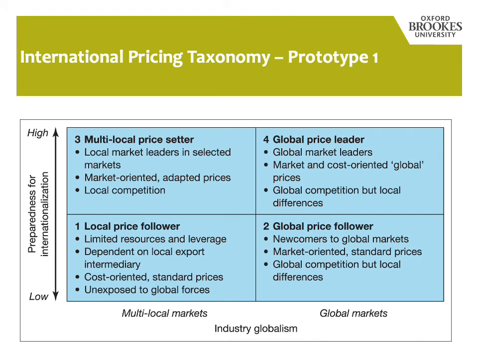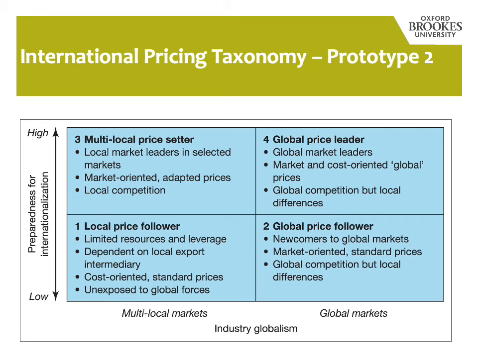International pricing taxonomy, prototype 1: local price follower. This matrix diagram compares industry globalism on the horizontal axis with companies' preparedness for internationalization on the vertical axis. The manufacturer has limited international experience. The firm's agent or distributor serves as informant for the firm. The export intermediary may mislead the exporter, leading to further transaction costs. Limited knowledge means the exporter calculates prices crudely, based on cost and the local intermediary.